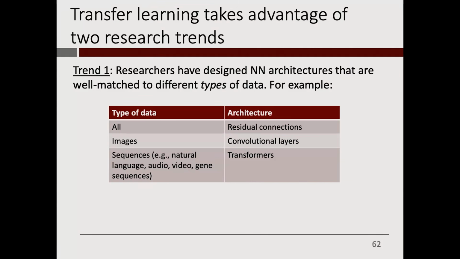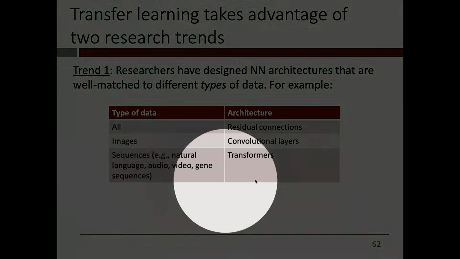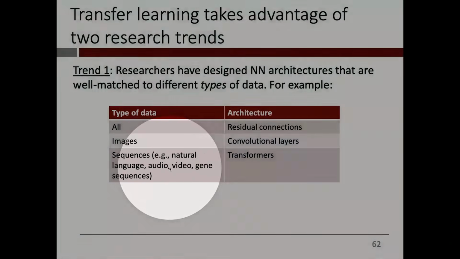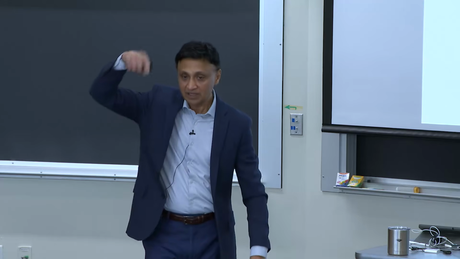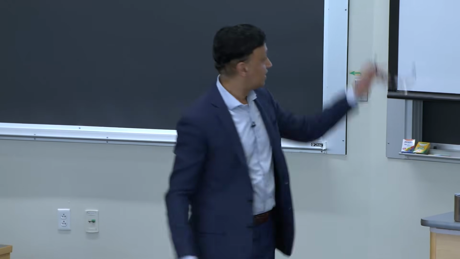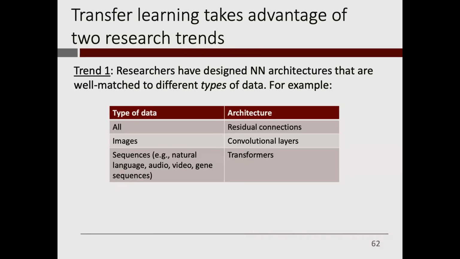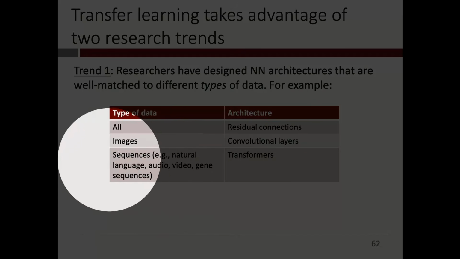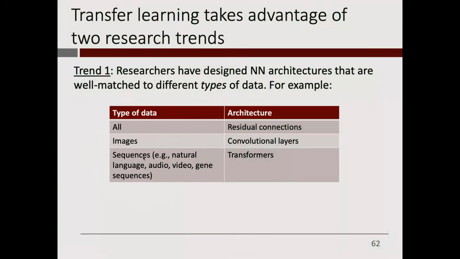The first one is that researchers have designed architectures which exploit the kind of input you have. So Olivia asked the question, if you have a particular kind of input like images, do you actually change the input or do you actually change the network? As it turns out, if it's images, we know that we should use convolutional layers because convolutional layers were designed to exploit the imageness of the input. Similarly, if you have sequences of information, like natural language, audio, video, gene sequences, and so on, these things called transformers were invented to exploit them, and we'll spend a lot of time on transformers starting next week. So that's the first trend.